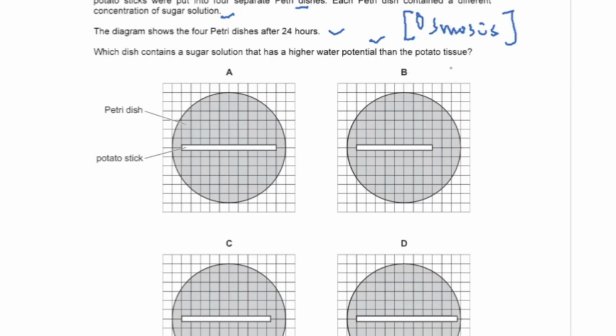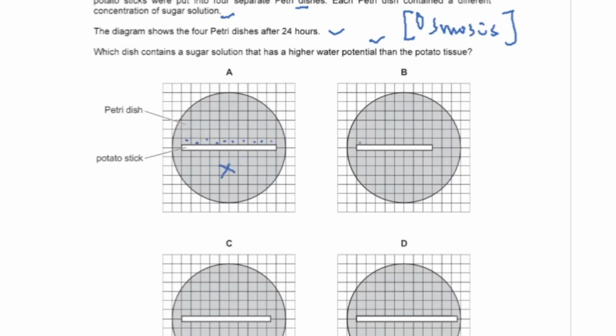They said that each of the potato chips was 10 squares long. So you have to look at the diagram, find the one that has more than 10 squares at the end of the day, and that would be the answer. So let's count. This one has 1, 2, 3, 4, 5, 6, 7, 8, 9, and 10. So this cannot be our answer. This is out of it.